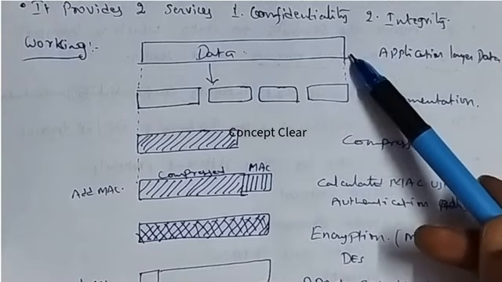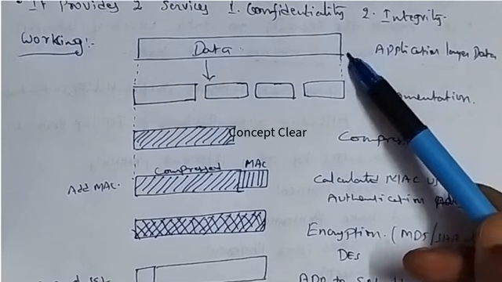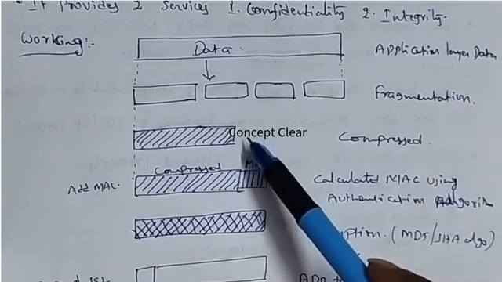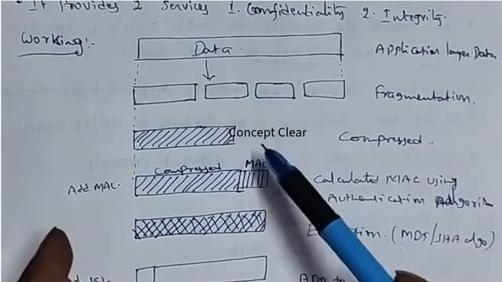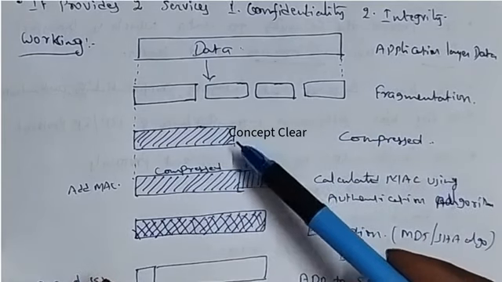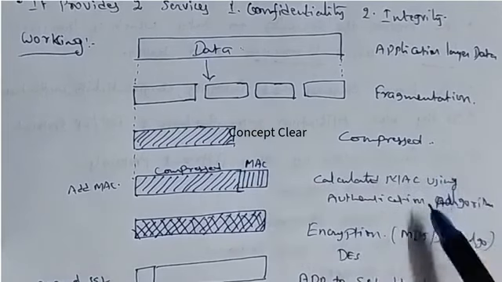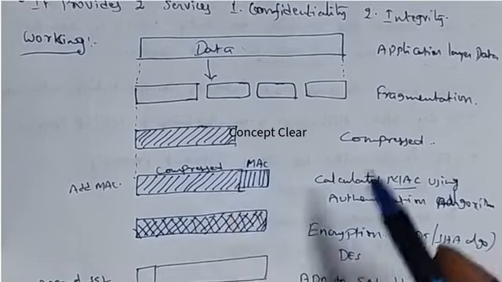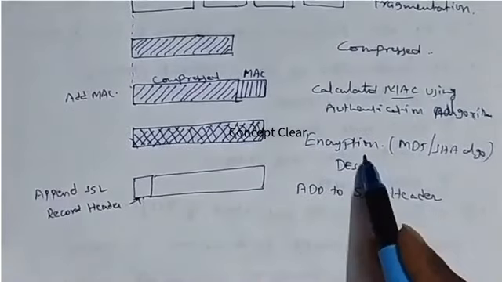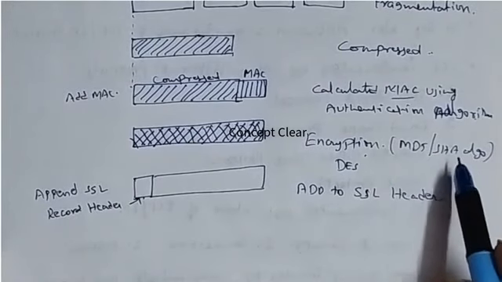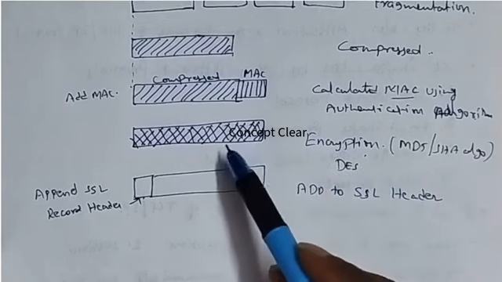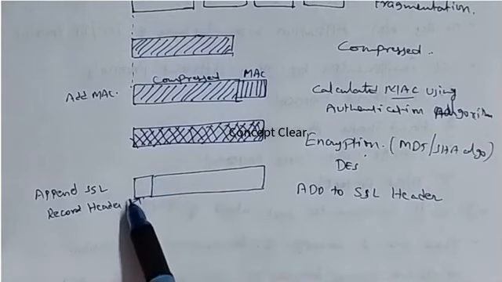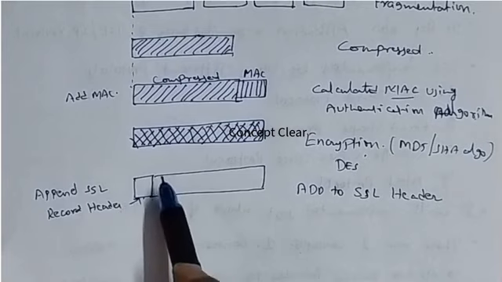The first actual data is the application layer data. The data will be divided into several parts by using what is called fragmentation. This fragmented data will be compressed. After that, the compressed data will be applied for the MAC operation. Here, MAC means we use the MAC authentication algorithm. The MAC will be added to the compressed data. After that, it will go for encryption. In encryption, we use the MD5 algorithm or SHA algorithm to encrypt the data, and later we will add the SSL record header at the start of the compressed message.